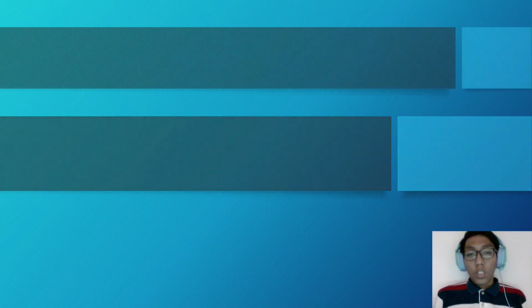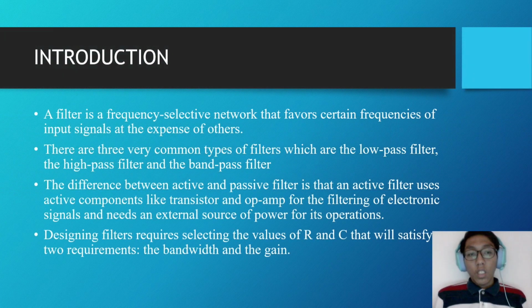For the introduction, a filter is a frequency selective network that favors certain frequencies of the input signal at the expense of others. There are three very common types of filter: the low pass filter, the high pass filter, and the band pass filter. The difference between active and passive filters is that an active filter uses active components like transistors and op-amps for the filtering of electronic signals and needs an external source of power for its operation. Designing filters requires selecting the values of R and C that will satisfy two requirements, which are the bandwidth and the gain.